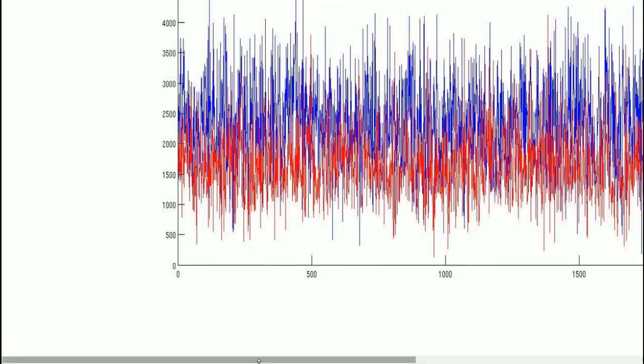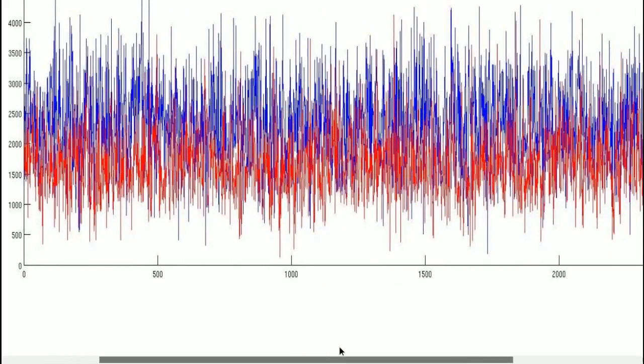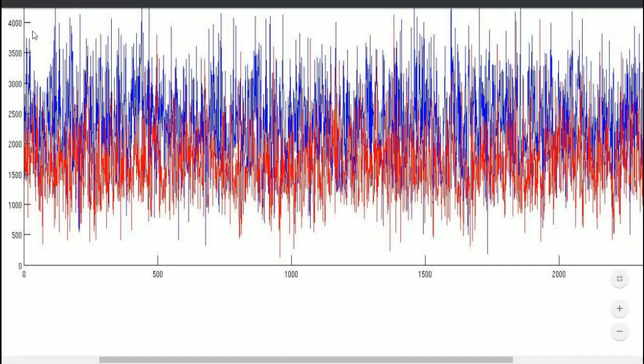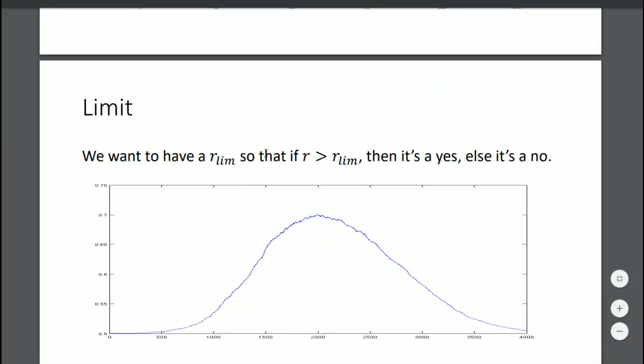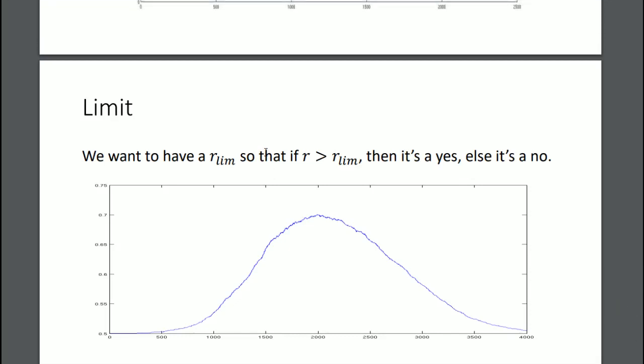So what we do here is say, okay, we'll say that there is a limit in which we don't know, and we want to have the highest percentage of being correct, so that if it's over, it's a yes, and if it's below, it's a no. So we want to have R limit. So what I do is I compute R limit, I trace the percentage of error as a function of R limit, and I get this diagram, which looks like a Gaussian, but okay.